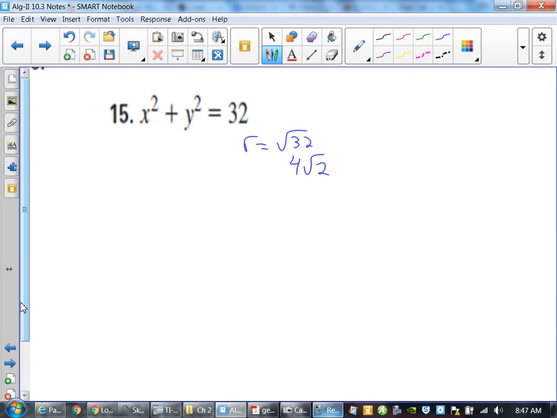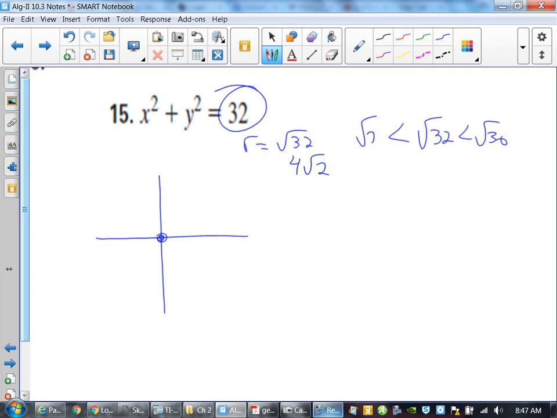So that's my radius. What I'm going to do is have everything in simplified radical form for my radius. But when I go to plot that, I have to take a guess as far as where it goes when I graph it. Well, we know we're at the origin. 32 is in between what two perfect squares? 25 and 36. So the square root of 32 is smaller than the square root of 36, but bigger than the square root of 25. Which one is it closer to?